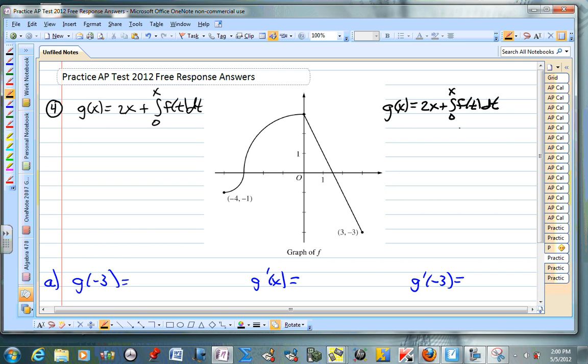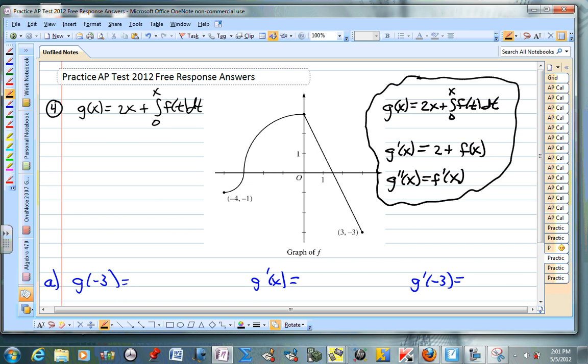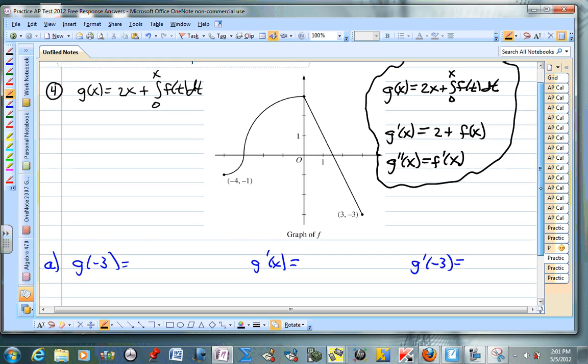Now, if we're going to talk about g prime, we need to take the derivative of the left side, and we need to take the derivative of the right side. So that'll give us 2 plus f of x. Remember the fundamental theorem of calculus, version 2.0. Now to get g prime prime, we need to take the derivative of the left side again, and we'll take the derivative of the right side again. And this legend will be used to help us keep our thoughts straight when answering problems and questions about g.